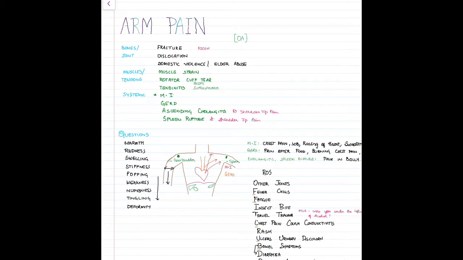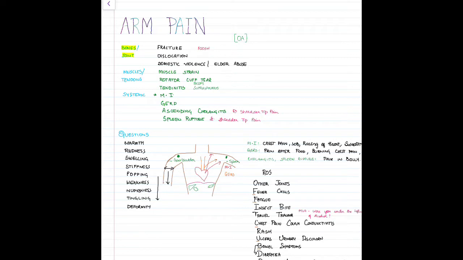So, the first one there is bones and joints. So, it can be a fracture or dislocation. Then, domestic violence and elder abuse. This can be the cause pertaining to bones and or joint, fracture, dislocation, or trauma.